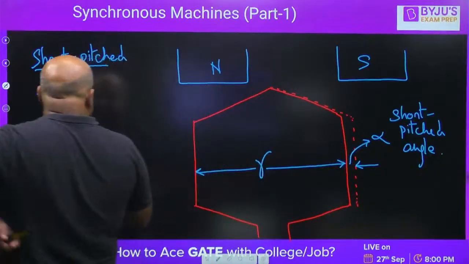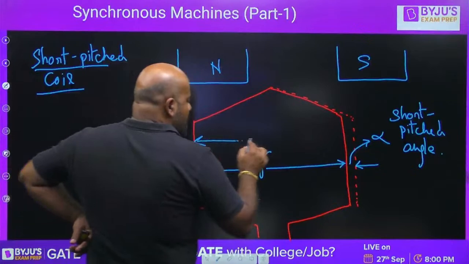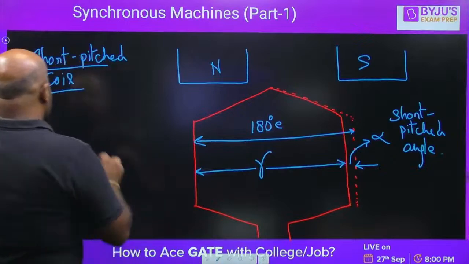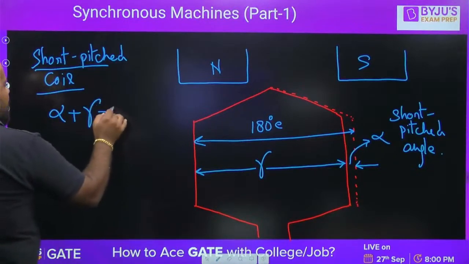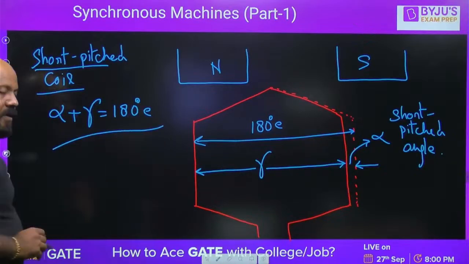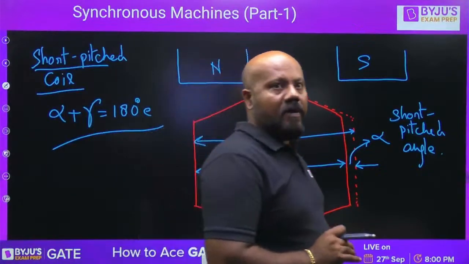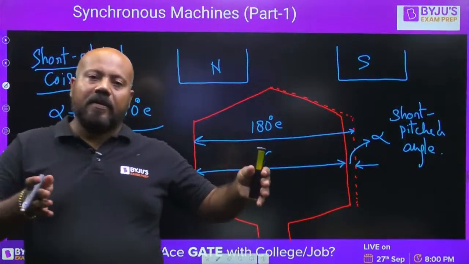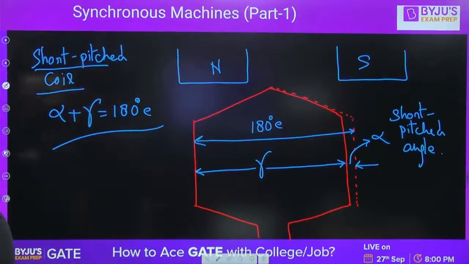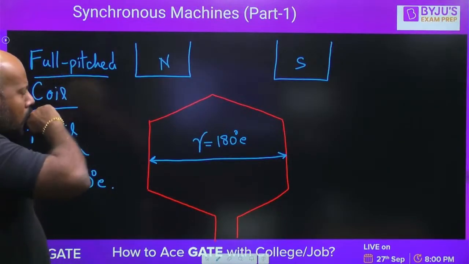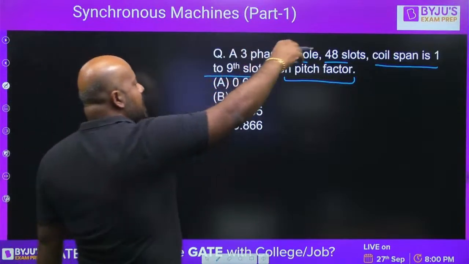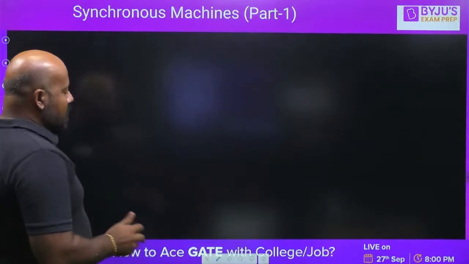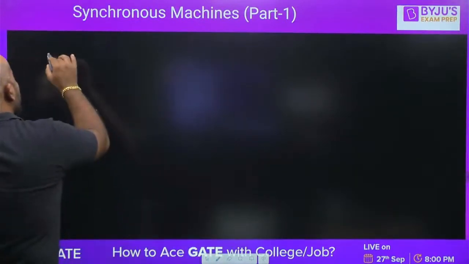And if you see, now the pole pitch is 180 degree electrical. So can I write alpha plus gamma is equal to 180 degree electrical? Yes or no? Yes, everybody. Alpha plus gamma is equal to 180 degree electrical, where alpha is the short pitched angle and gamma is the coil span, top to bottom coil. Now, my friend, in the question he is saying the coil span is 1 to 9th slot. So he is giving you in terms of the slots. So let me just draw it to make it clear for you.